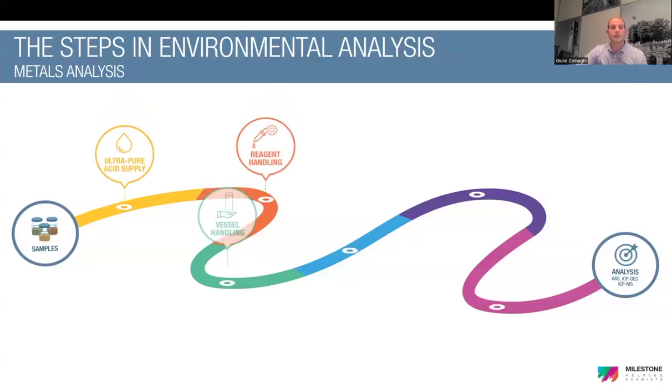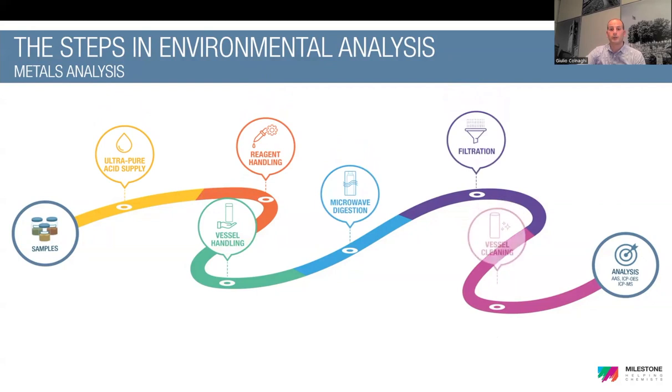There are several steps in metal analysis that can be optimized. Here you have a summary of the one that we will touch today. So we have the acid supply, the reagent handling, the vessel handling, then the microwave digestion. Once we have done our digestion, we have to go through a filtration to separate the solid from the solution, and then we can go to the analysis, but at the same time, we need to clean our vessels to make sure that we have a vessel ready to restart the entire process.